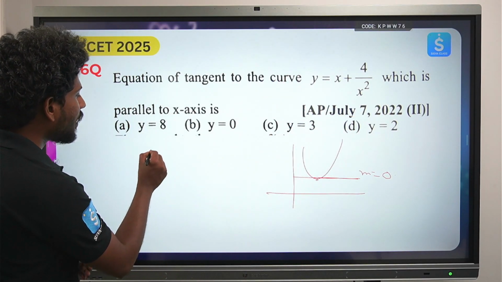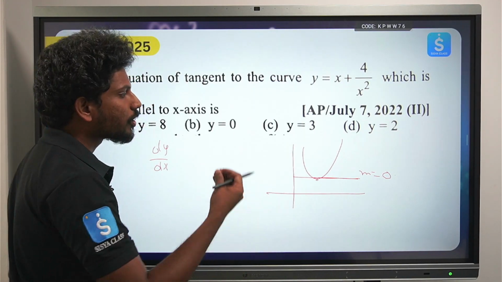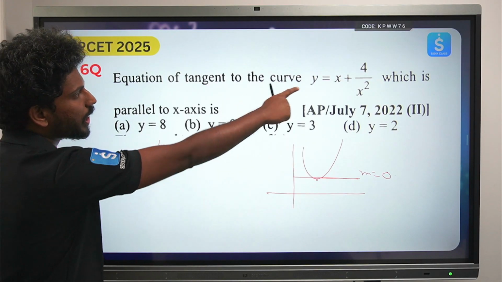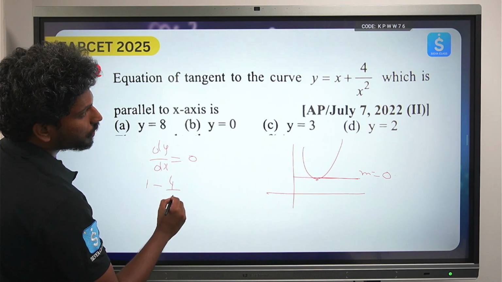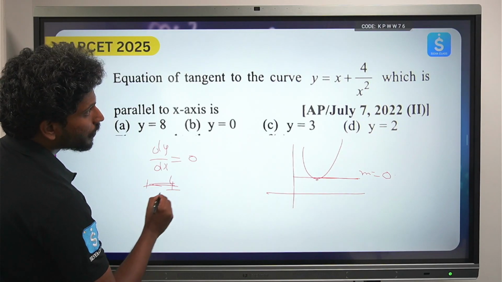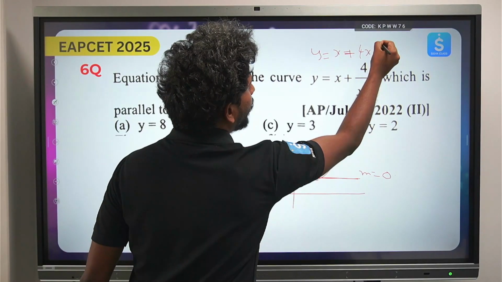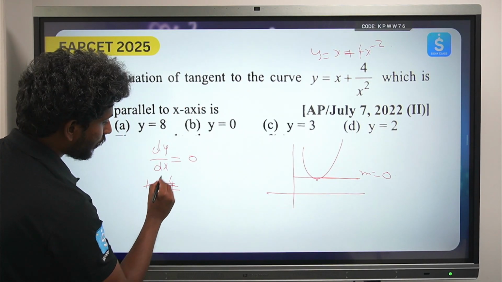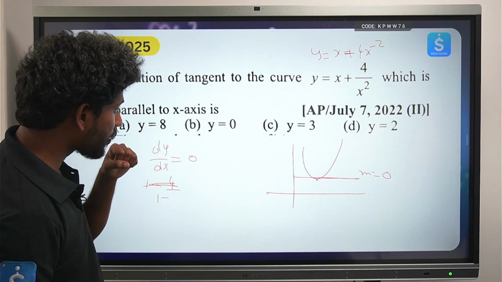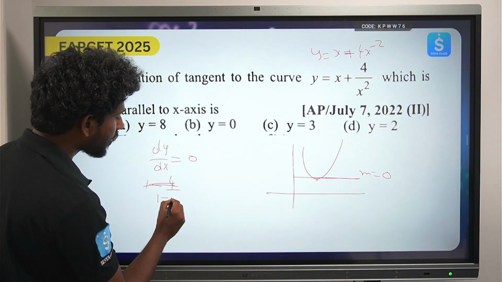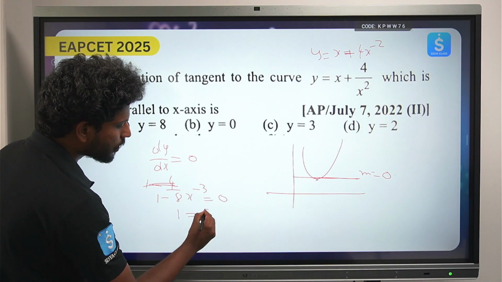So simply, what do you do, first just differentiate it. We don't know the point but we want to find the equation of a line. So whatever is the thing, just equate it to 0. So do dy by dx. You can write it as y is equal to x plus 4x to the power minus 2. If you try to differentiate this, it will become 1 minus 8x to the power minus 3 is equal to 0. 1 is equal to 8 by x cube.